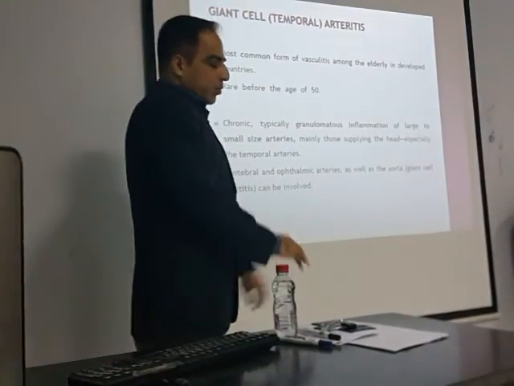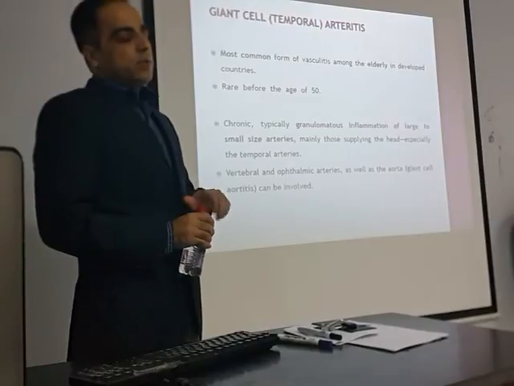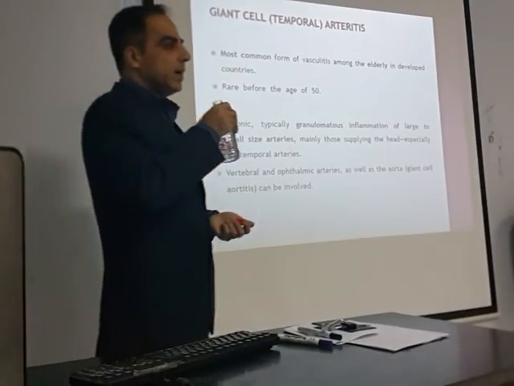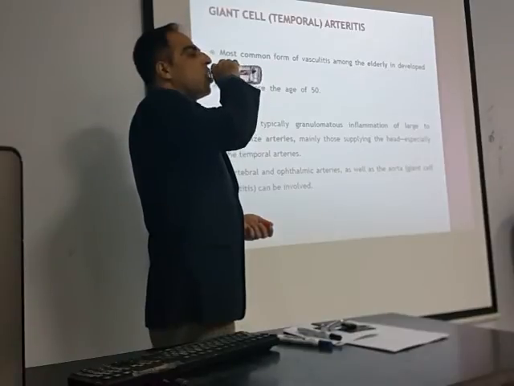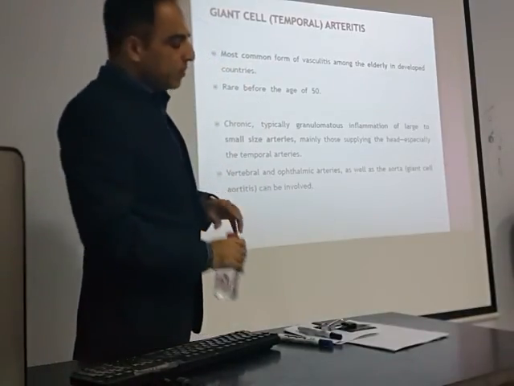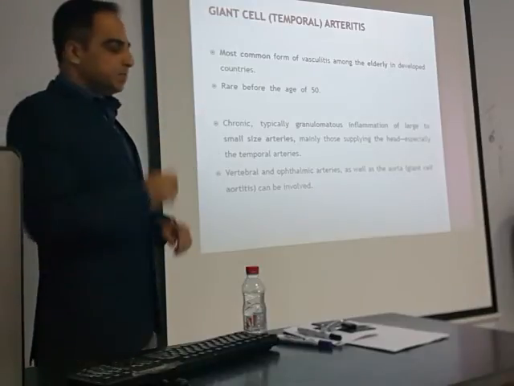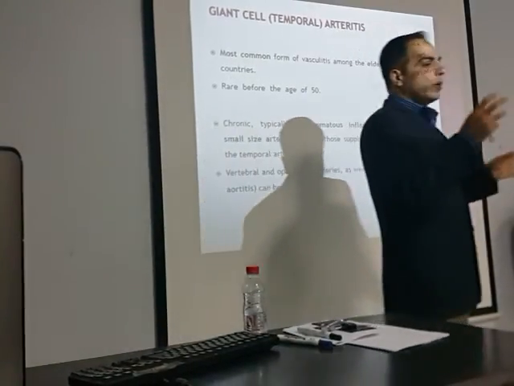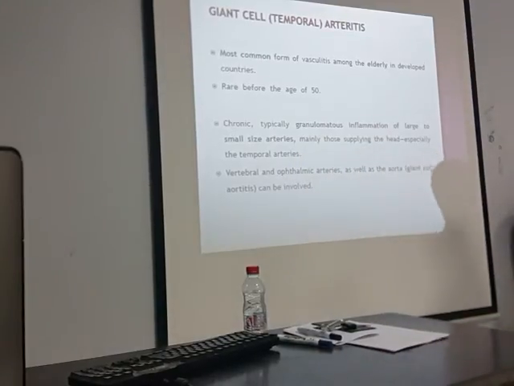Now we move to the specific vasculitides. The first among the large vessel vasculitides is Takayasu, and another is giant cell. In both you will find granulomas, and you will find the giant cells. But here you call it giant cell or temporal arteritis. Giant cell because it contains giant cells, and temporal because it mainly involves the superficial temporal artery. Here, I will show you the diagram also.